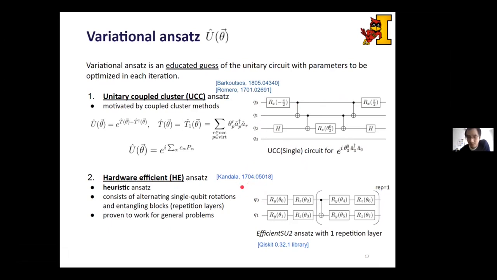Yes. Okay. So there's been a paradigm shift from the UCC ansatz to hardware efficient in chemistry nowadays. Okay, I see. And the hardware efficient ansatz is proven to work for general problems? Yes. Many other problems as well. I see. Thank you. Felix, you have another question?